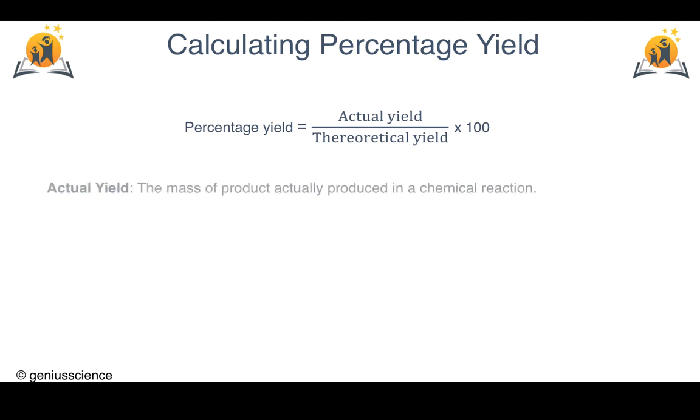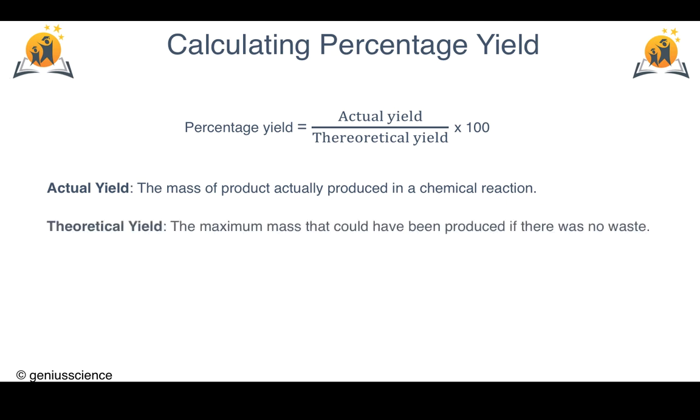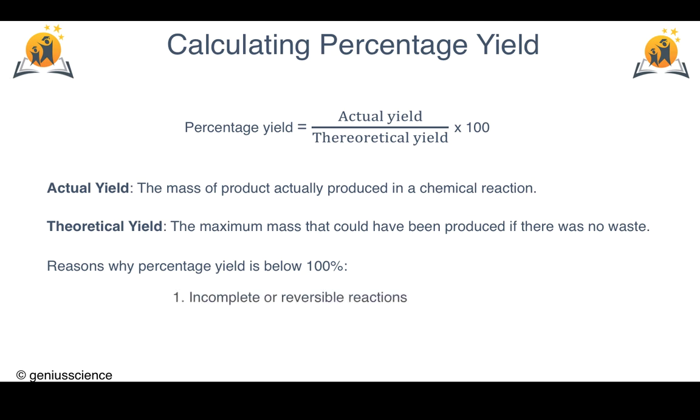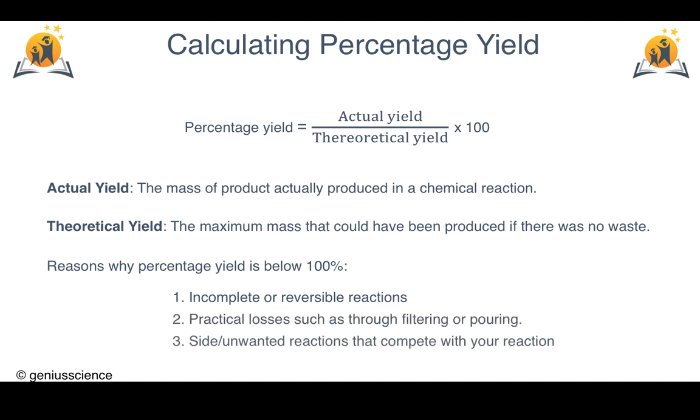Now, the actual yield is defined as the mass of product actually produced in a chemical reaction. The theoretical yield is the maximum mass that could have been produced if there were no waste. And there are a few reasons why percentage yield is always below 100%. They are, number one, an incomplete or reversible reaction. Number two, there could be practical losses such as through filtering or pouring. And lastly, three, there could be side or unwanted reactions that compete with the main reaction that you're carrying out.